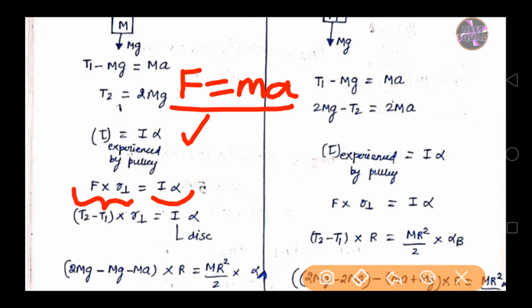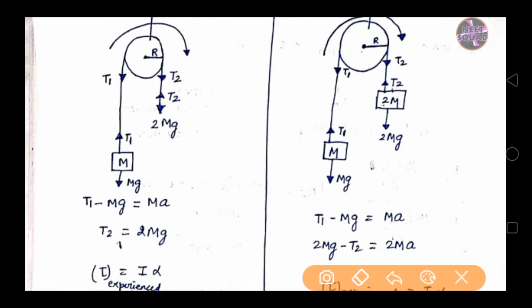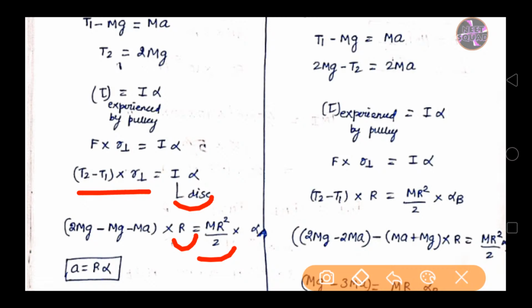I means, for a disc, what is the net force? Net force for the pulley is T2 minus T1. This is the net force for the pulley, right? So T2 minus T1, into perpendicular distance. What is the perpendicular distance? Capital R, into I alpha. What is the disc's I? mr square by 2 into alpha A. What is T2 minus T1? 2 mg minus ma, because T1 is equal to ma plus mg. So minus mg, into R is equal to mr square by 2 into alpha A.